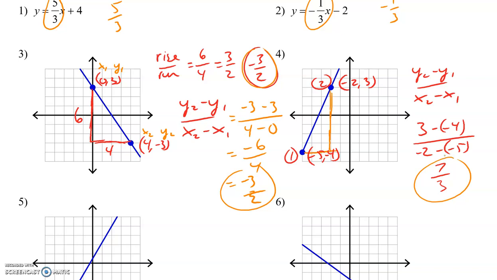And it's often really common to leave slopes as improper fractions because you can actually see the rise and the run more easily than if it's a mixed fraction.